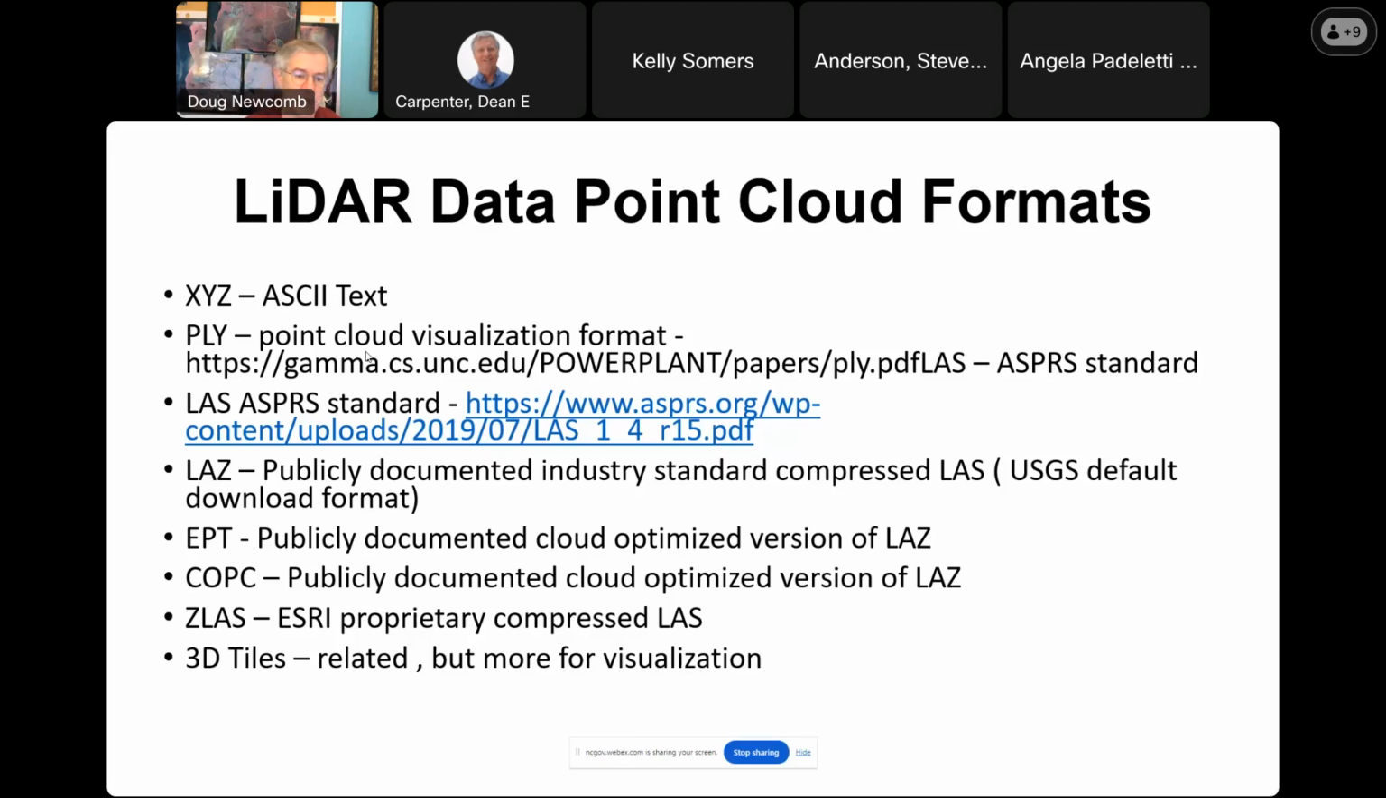And the idea with those is that you'll be able to display the data remotely without having to download it. It's like tiles when you have a large raster, as you zoom in on an area, you get more and more detail. ZLAS is Esri's own proprietary compressed LAS format. I don't know of anyone besides Esri that supports it. And then you also have 3D tiles that are out there. It's related, but it's more for visualization than it is specifically used for analysis.